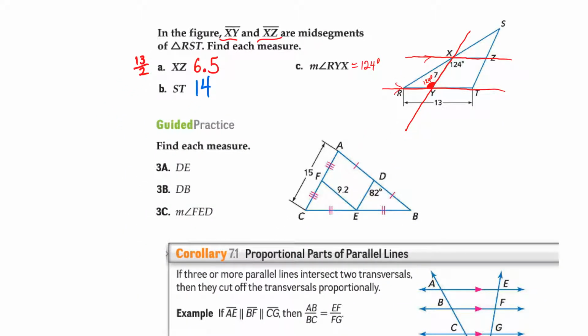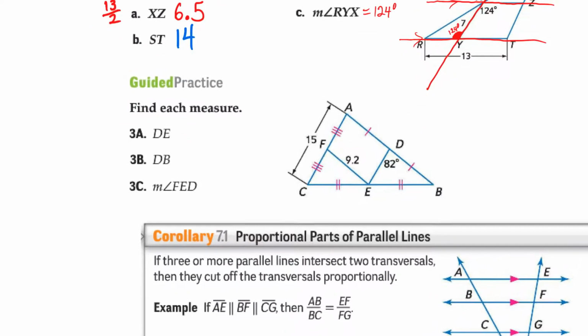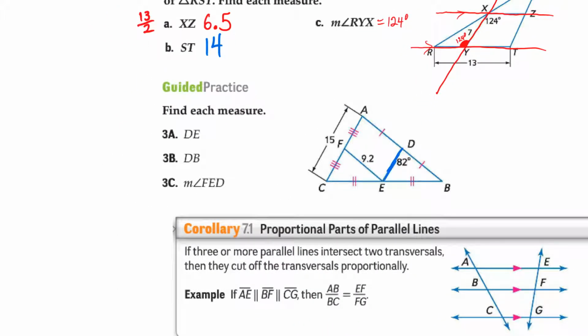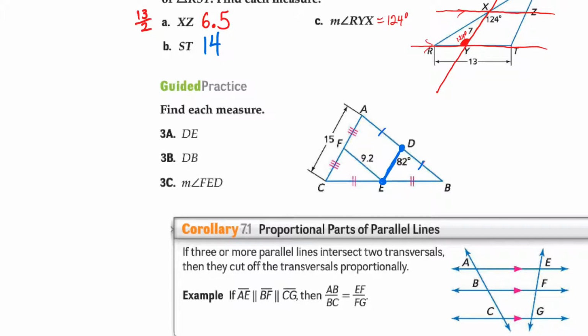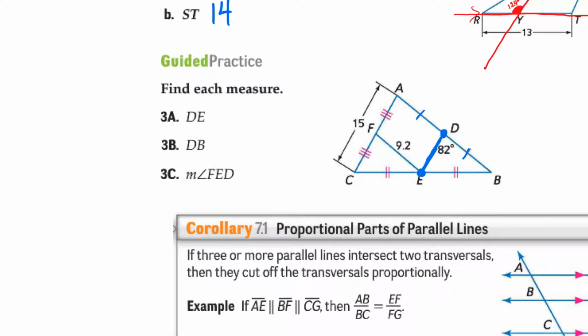All right, next one asks for the length of DE, so right here. And DE is a mid-segment because D has to be the midpoint since that's congruent to that, and same thing down there with E. So DE is a mid-segment. So how long is DE? Yep, it's half of this side right here. Half of 15 is 7.5.